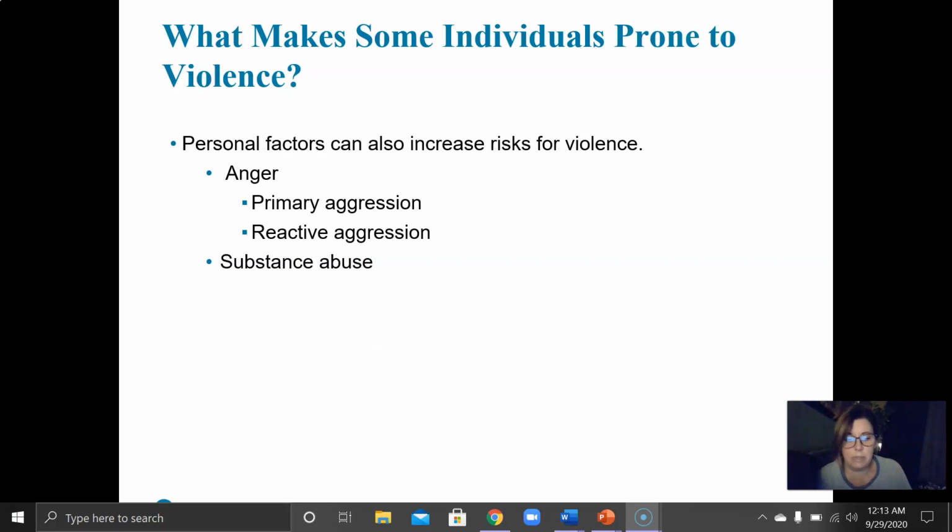So what makes some people prone to violence? Well, anger and aggression. Aggressive behavior is often a key aspect of violent interactions. Primary aggression is goal-directed. It's hostile self-assertion that is destructive by nature. Reactive aggression is more often part of an emotional reaction brought about by frustrating life experiences.